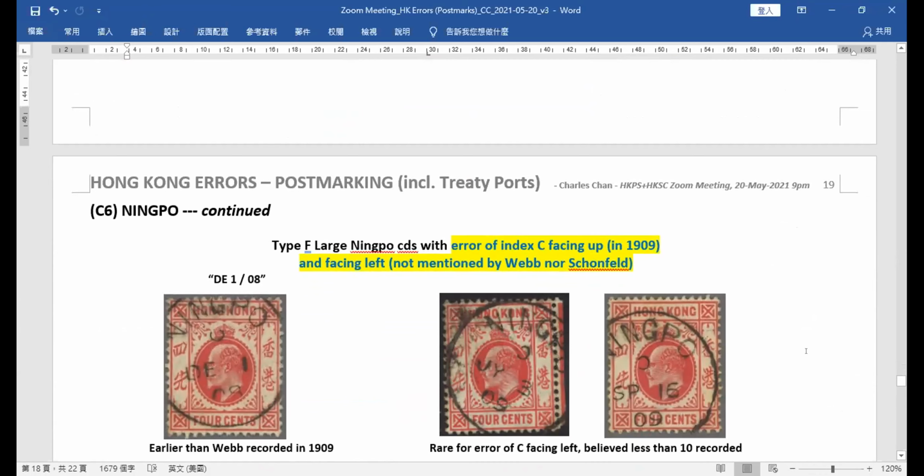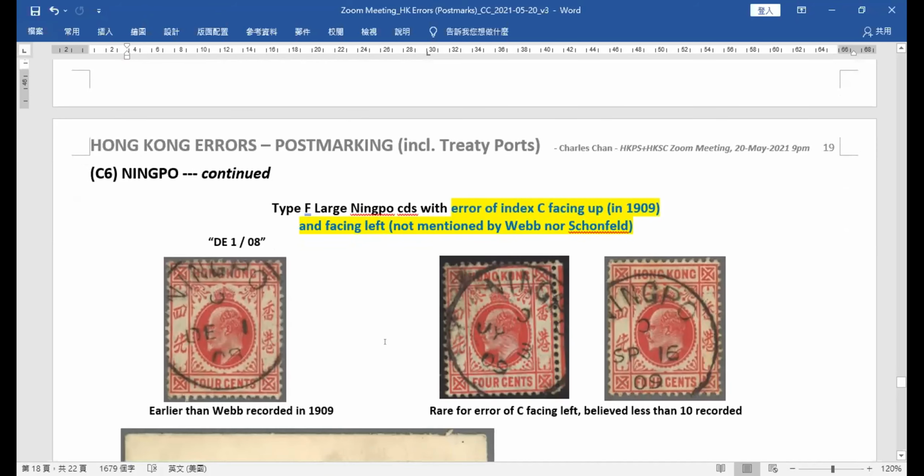The large Ningpo CDS facing up, the index C facing up. We are saying that it is in 1909. This one is 1 month earlier, December 1st of 08. Another example is the Ningpo, the index C facing left, not mentioned by Webb or Sconfield. But more rare and considered less than 10 recorded.